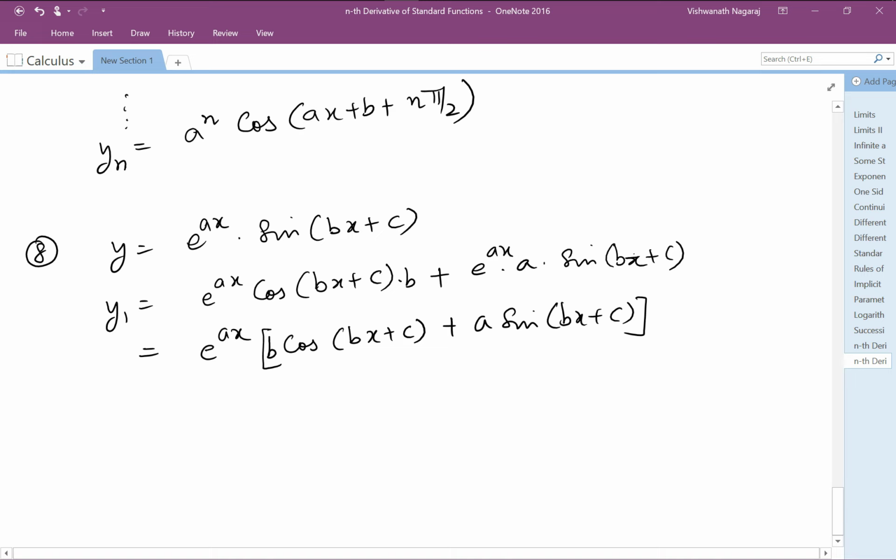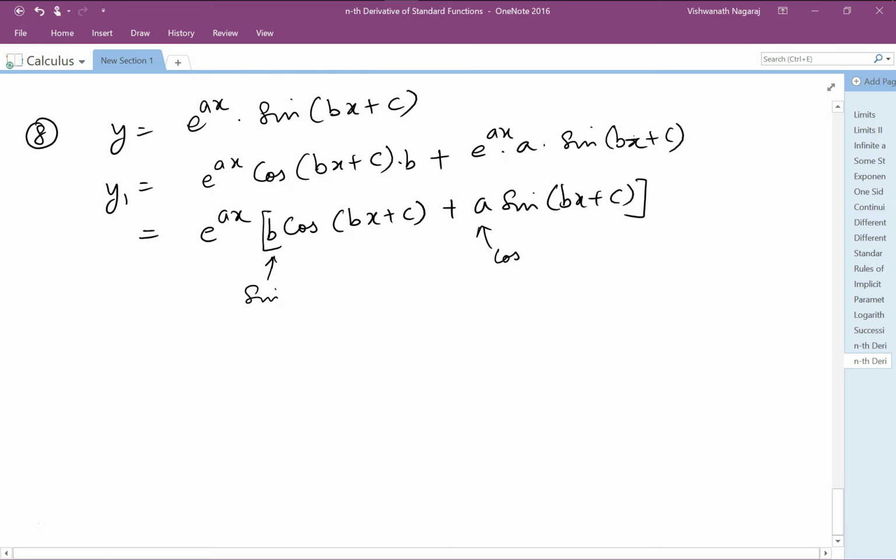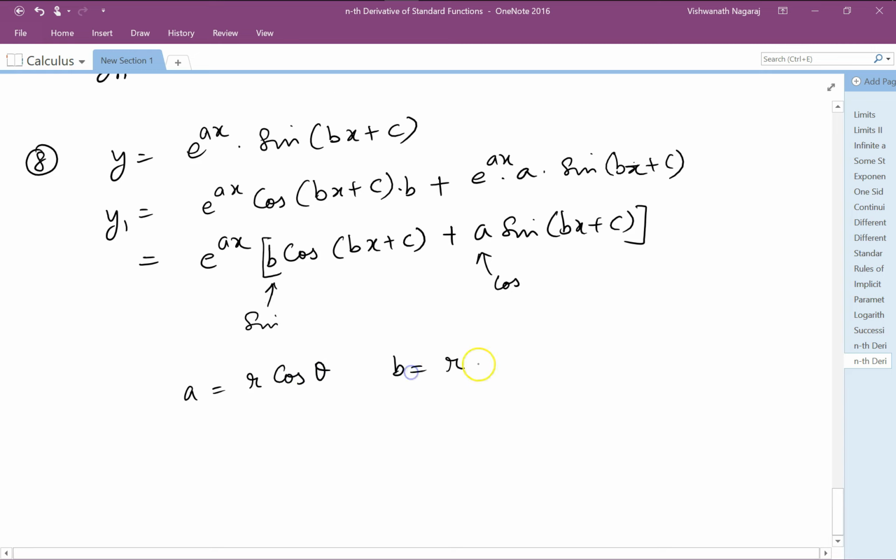Now this is where the next step is the crucial one, and you can't follow linear thinking and do it. Here what we want to do is somehow get this into a form like cos a sin b plus sin a cos b. We want b to be sine and a to be cos, so that we can apply the trigonometric identity, sin a cos b plus cos a sin b, something like that. Now what do we do? Remember, a is equal to r cos theta and b is equal to r sin theta.